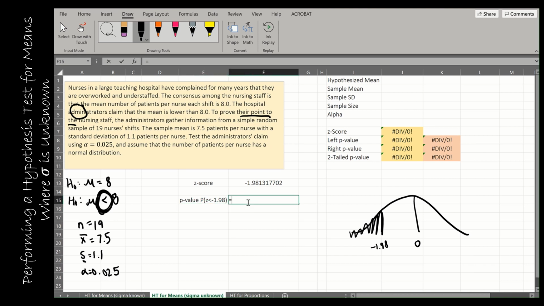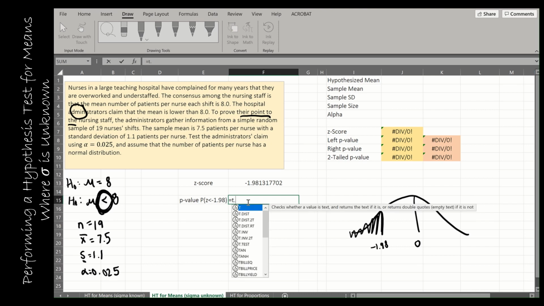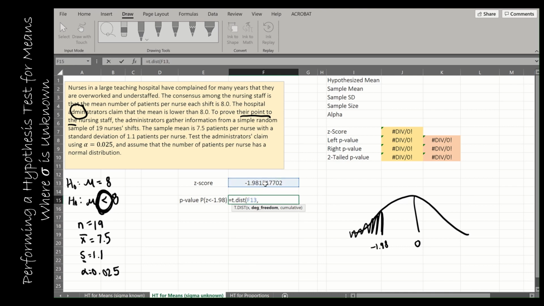This is a left-tailed test because my arrow is pointing to the left, so I don't need any 1 minus here. I'm just going to find t-dist. The t-dist takes the z-score, the degrees of freedom, which is n minus 1, so 19 minus 1, and cumulative, which is true. So what I have found is a p-value of 0.0315. Now, what does that mean?